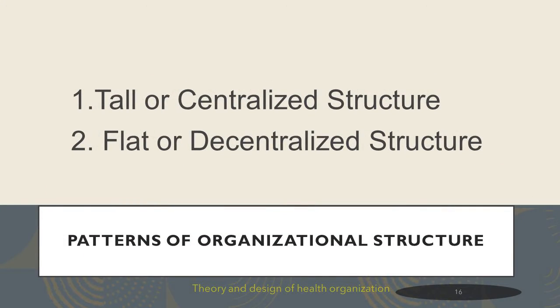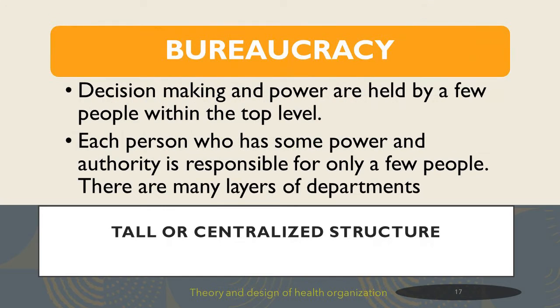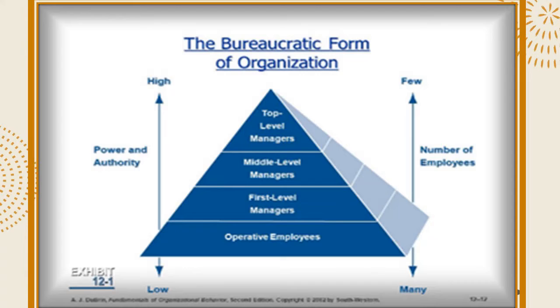Patterns of organizational structure. Tall or centralized structure. Flat or decentralized structure. Tall or centralized structure, bureaucracy. Decision-making and power are held by a few people within the top level. Each person who has some power and authority is responsible for only a few people. There are many layers of departments.